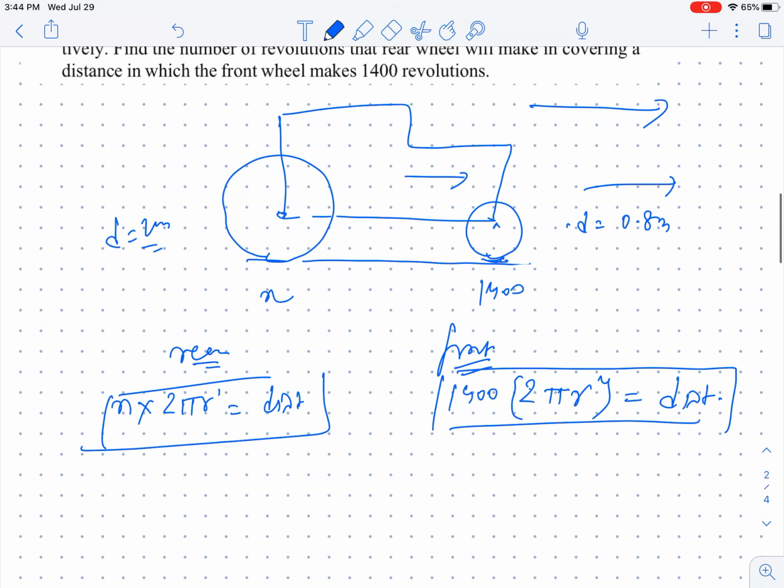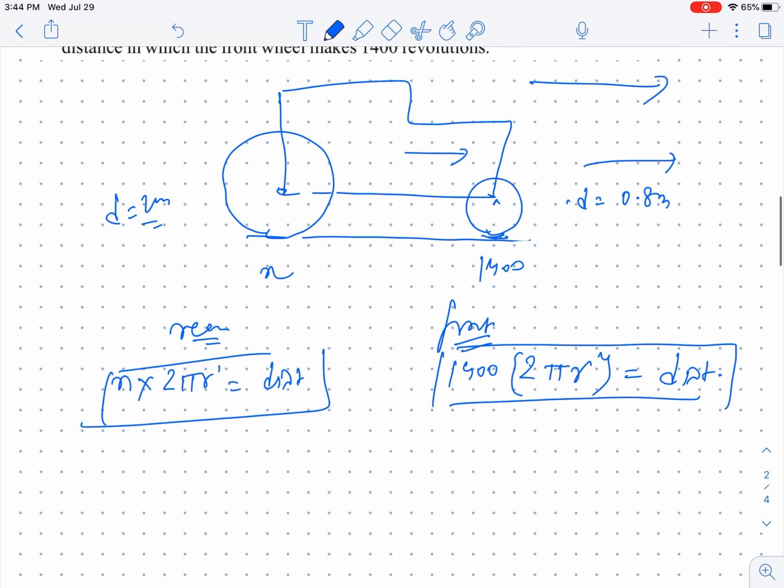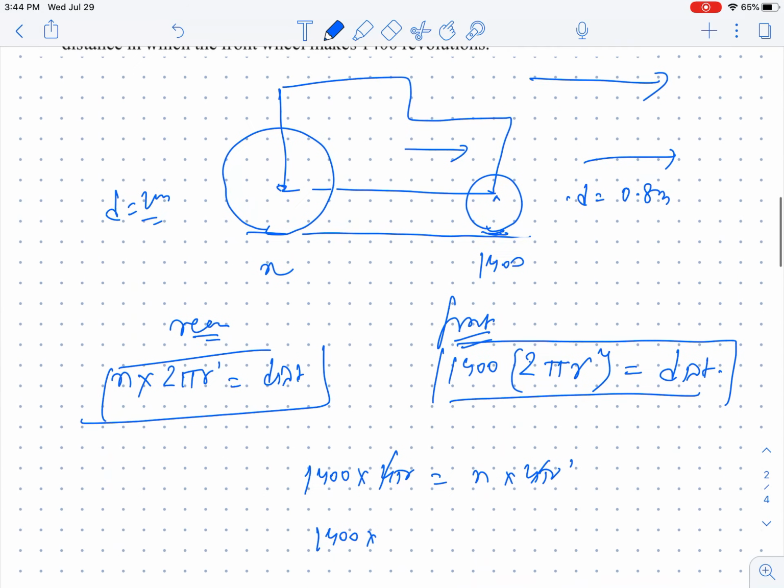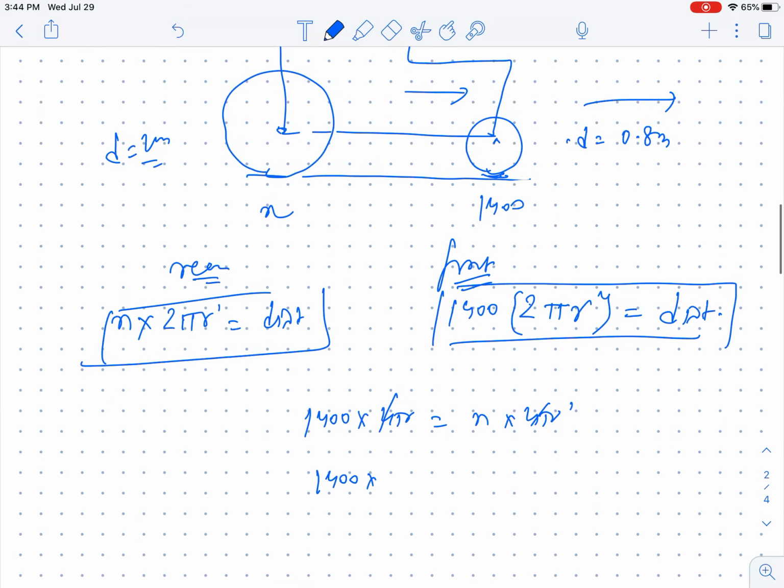Both are part of the tractor, so the distance must be equal. The distance covered by the front wheel is 1400 into 2 pi r, and the distance covered by the rear wheel is n into 2 pi r prime. 2 pi cancels, 1400 into r equals n into r prime. Now you can replace radius by diameter: 1400 into d by 2 equals n into d prime by 2.